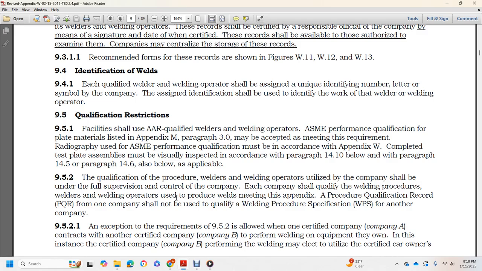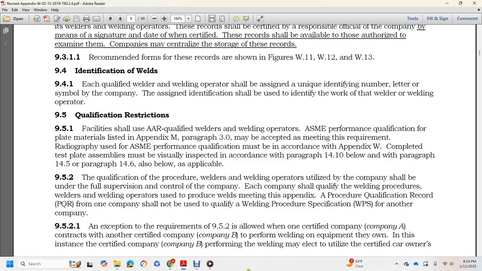Radiographing using ASME performance qualification must be in accordance with Appendix W, completed with a test weld. Assemblies must be visually inspected in accordance with paragraph 14.10 below, with paragraphs 14.5 and 14.6 below also applying as applicable. For qualification, procedure welding operators utilized by the company shall be under the full supervision and control of the company. Each company shall qualify the welding procedure and welding operator to produce welding meeting the appendix. A procedure qualification record from one company shall not be used to qualify a welding procedure specification for another company.